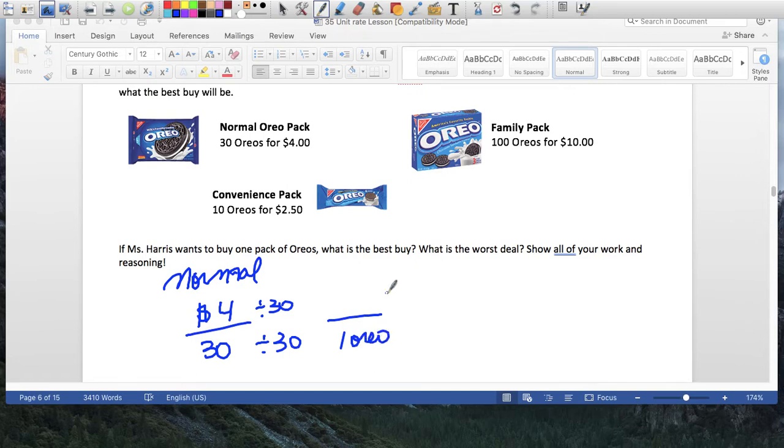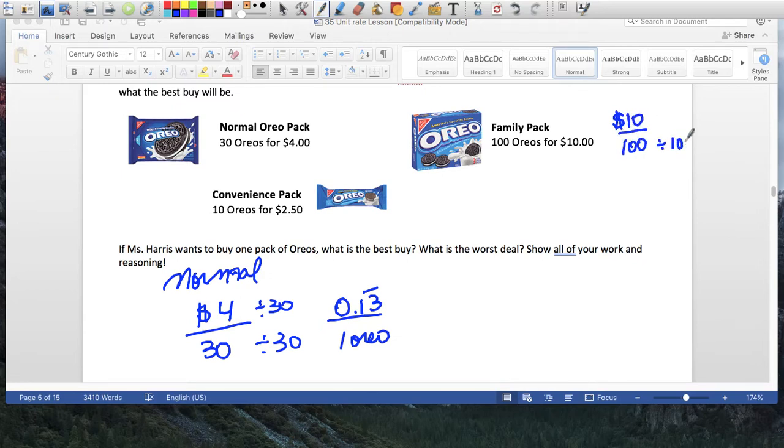And 4 divided by 30, if you put it in your calculator, you get 0.133. So 13 cents per Oreo cookie. The family pack. So again, the family pack, I can do it here. It's $10 for 100 Oreos.